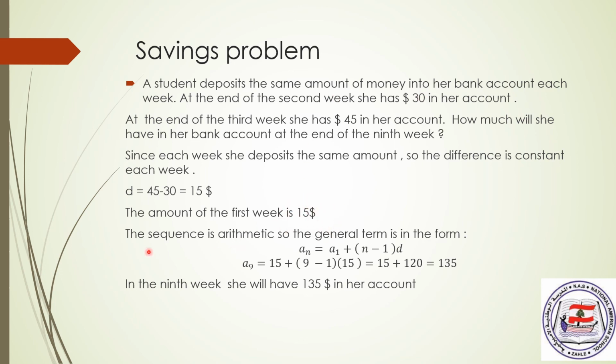It's an arithmetic sequence, so its general term is in the form a_n equals a_1 plus (n minus 1)d. In order to find the amount of money in the ninth week, we can replace n by 9 in the general term, and we get a_9 equals $135. So the bank account after the ninth week will be $135.